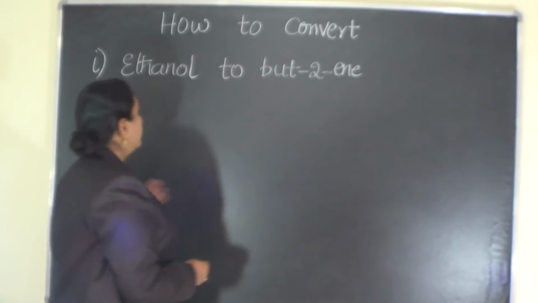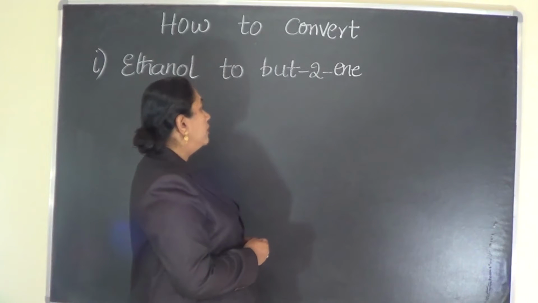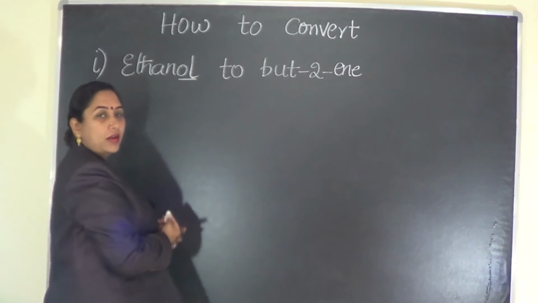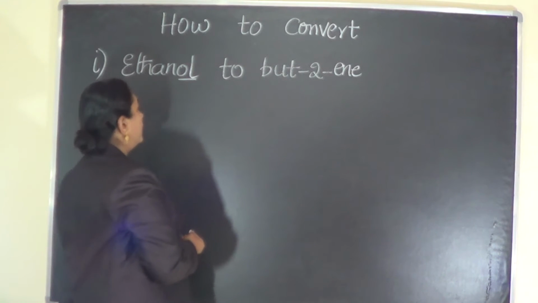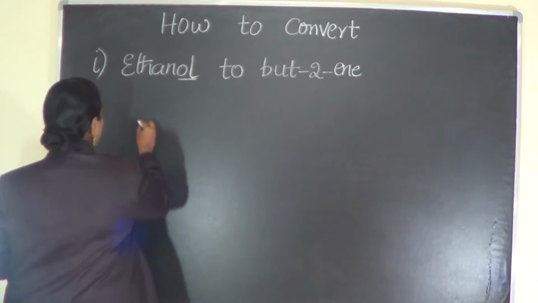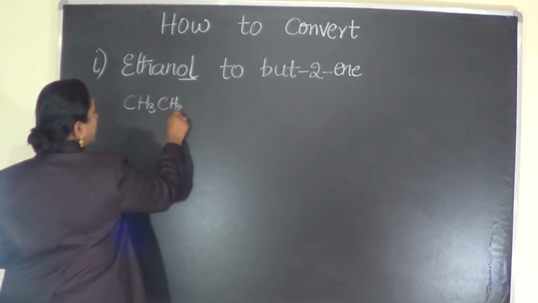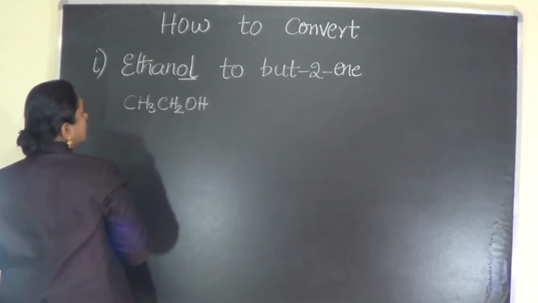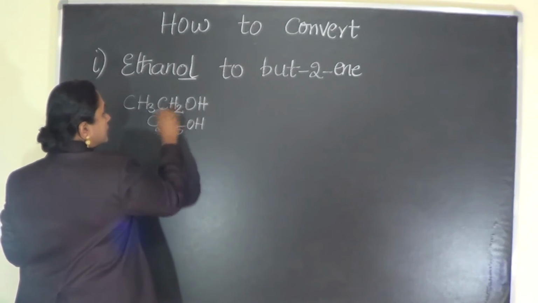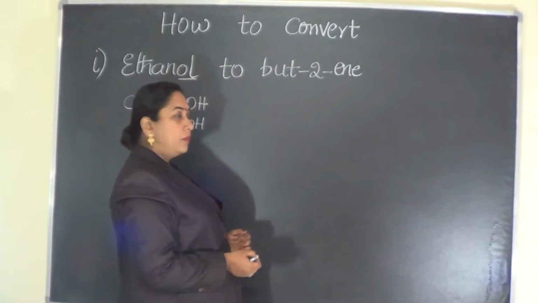Let us see how to convert ethanol to 2-butene, otherwise also called but-2-ene. As you can see in the given organic compound, there is an OH group which is indicated by "ol", and "eth" stands for 2 carbon atoms. So what would be the structure? CH3CH2OH. We can also write this as C2H5OH. So this is the structure of ethanol. It has to be converted into 2-butene.